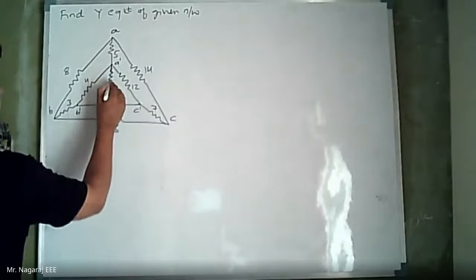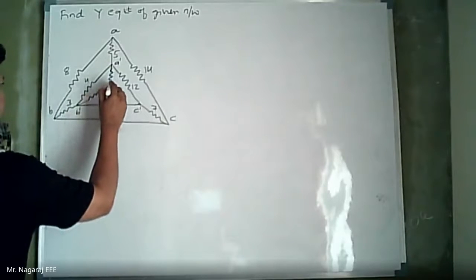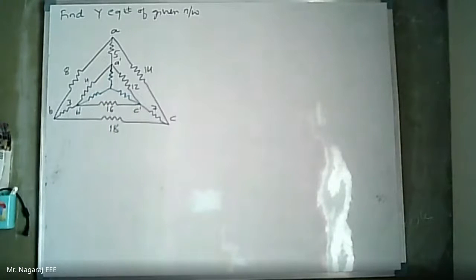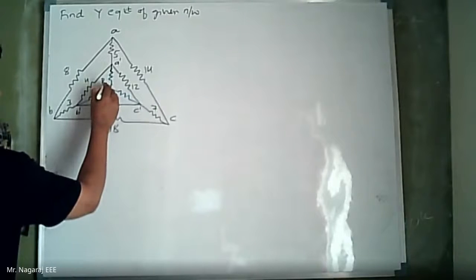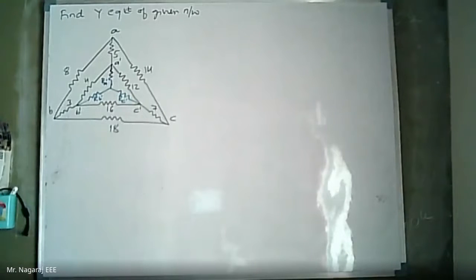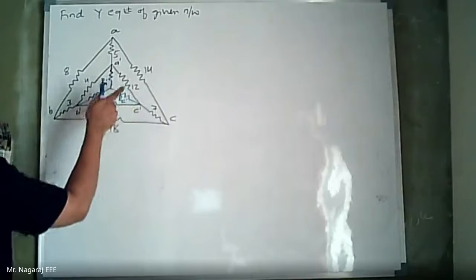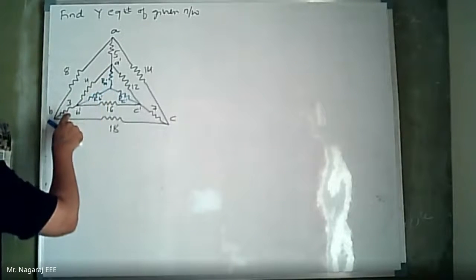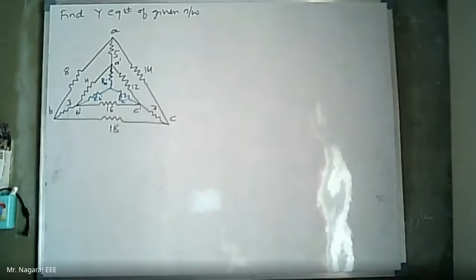So this is the equivalent star of this delta. Let this be RA dash, RB dash, and RC dash. Now I will convert this delta of 4, 16, and 12 ohm into star. You can observe that the 5 ohm and RA dash will be in series, RB dash and 3 ohm will be in series, and RC dash and 7 ohm will be in series. So that will form a star connection.